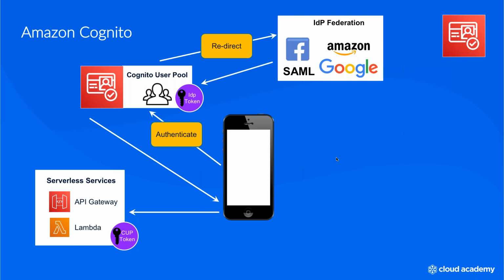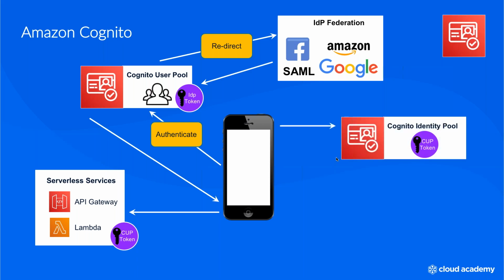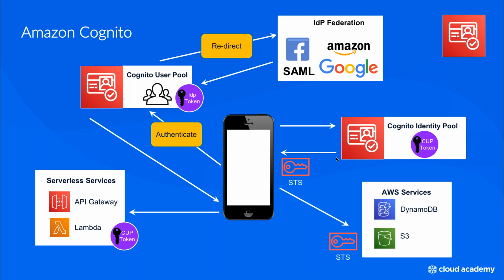Now, some services do not allow you to use CUP tokens for authentication. And if your mobile app requires access to services such as Amazon S3 or DynamoDB on the user's behalf, then you'll need to use the identity pool to authenticate. So the CUP token can be sent to the identity pool, and this is where an STS token, security token service token, will be created based off of your CUP token, and this will be sent back to your application, which contains standard AWS credentials that will allow you to call upon those other AWS services using AWS APIs.